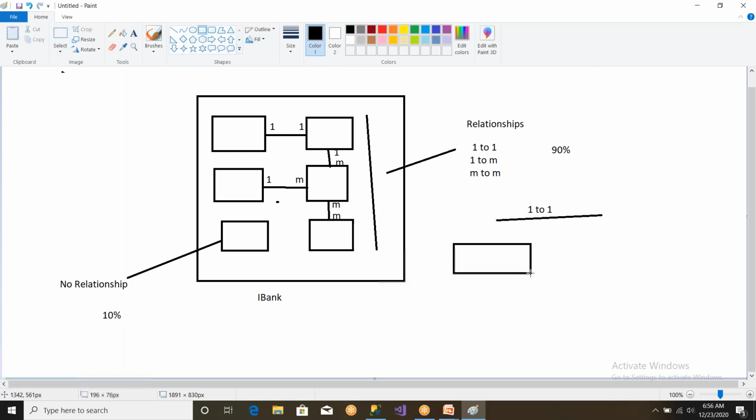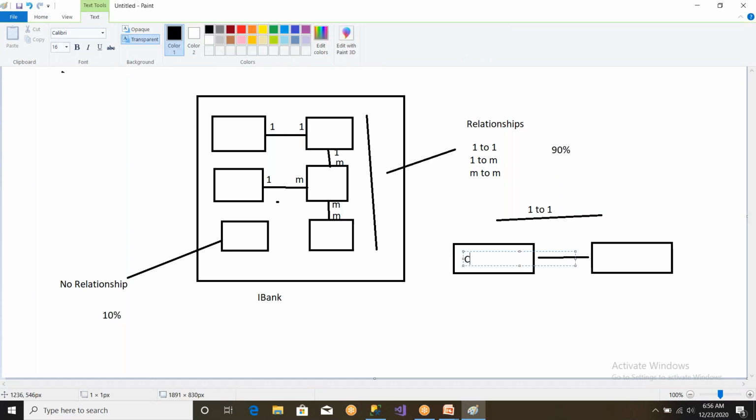So let me take two tables. One table is called the president's table. One table is called the country table. Okay, country and president. So I'm going to discuss what the relationship is between these two tables. Now let me take country and presidents.